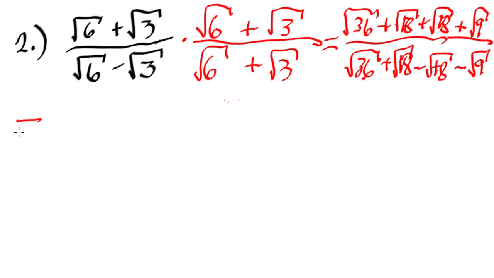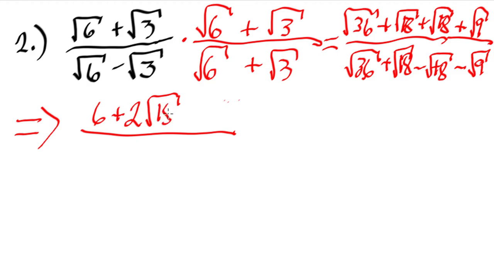Hence, let's simplify the numerator. The square root of 36 is 6. We have square root of 18 twice, so we can add them, which becomes 2 square root of 18. Square root of 9 is the last term. In the denominator, square root of 36 is 6. Square root of 18 minus square root of 18 cancels out, so it becomes 0, minus square root of 9.